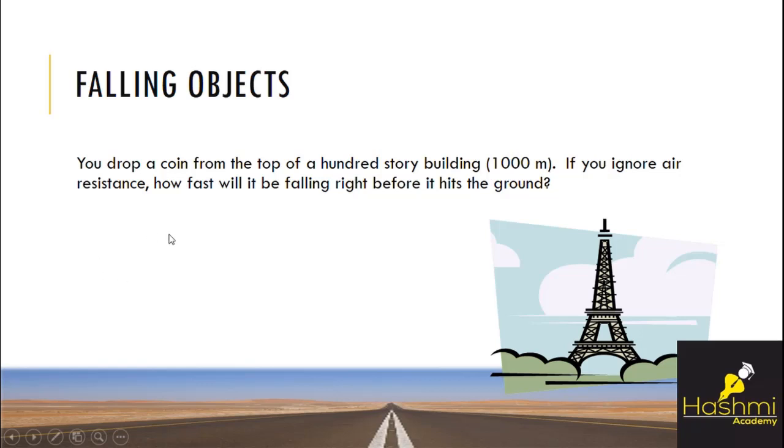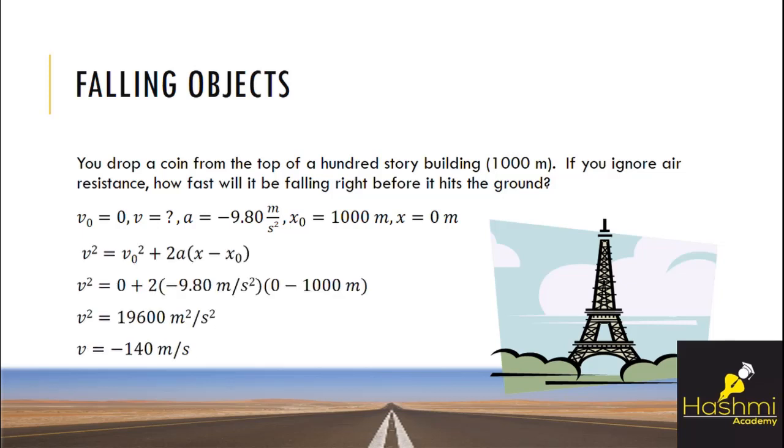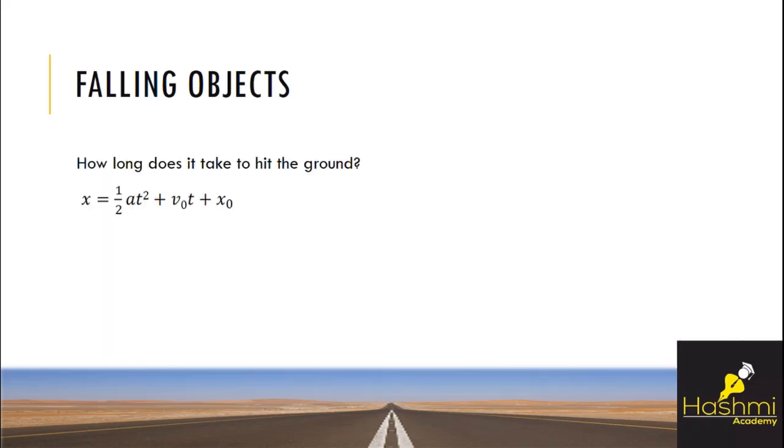If you ignore the air resistance, how fast will it be falling right before it hits the ground? You have data like it is moving from rest, so V naught is equal to 0, and we have to find the final velocity. The acceleration is taken as negative because you are throwing it from upward to downward. It all depends upon your convention. The height of the building is 1,000 meters, and the initial distance was 0 meters. You just have to put the values in the third equation of motion to get the value of the final velocity. That's all.